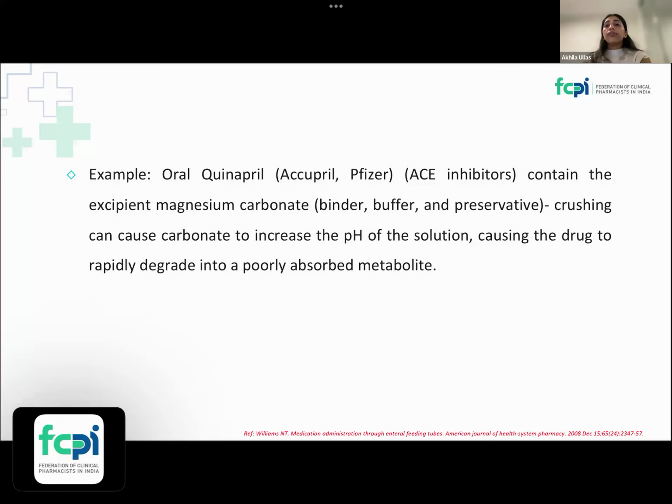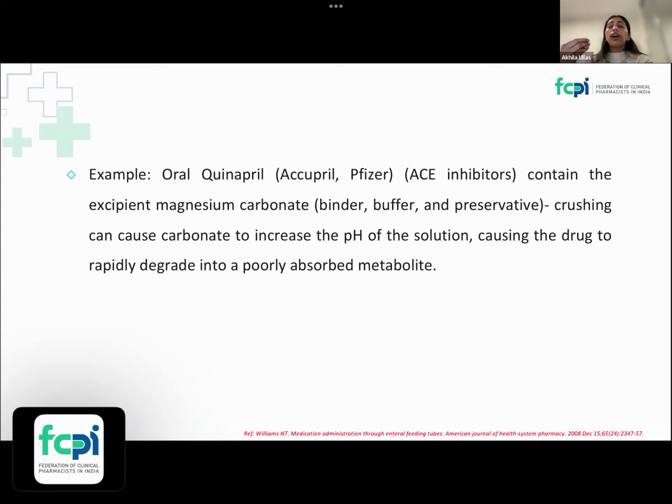This is one of the examples, like quinapril. This is an ACE inhibitor. This quinapril has magnesium carbonate as an excipient, which is used as a binder, buffer, or preservative. So crushing of this quinapril will lead to the carbonate increasing the pH of the solution, which will cause the drug to rapidly degrade into poorly absorbed metabolites.